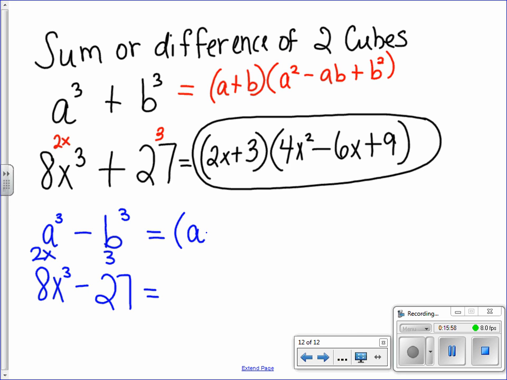This time we're going to be looking at a minus b times a squared plus ab plus b squared. What's the difference in these two formulas? The signs change. Up here it was a plus and now it's a minus. Right here, that one was a minus and now it's a plus. So your signs are different and you've got to keep them straight.